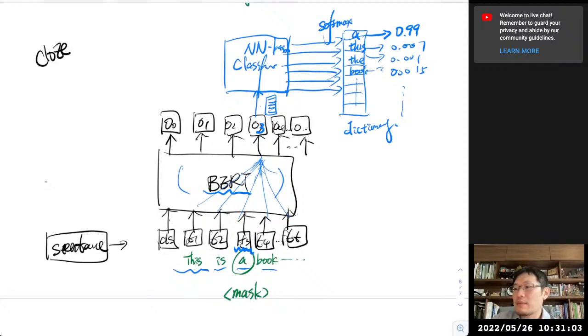So when you do this, you feed tons of sentences. Maybe you can collect them from Wikipedia and feed them all into this kind of structure. You randomly replace a token with the mask token in any place, T1, T2, or TK, any place, and teach BERT to learn how to do cloze using the neural network classifier in cooperation with your dictionary. That is how we teach BERT to do the cloze task.